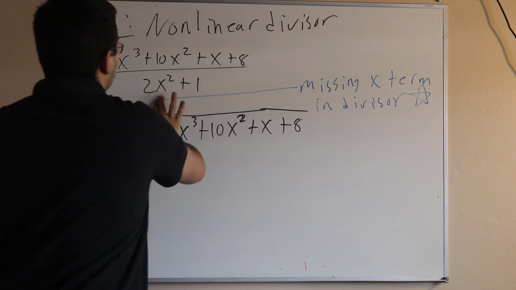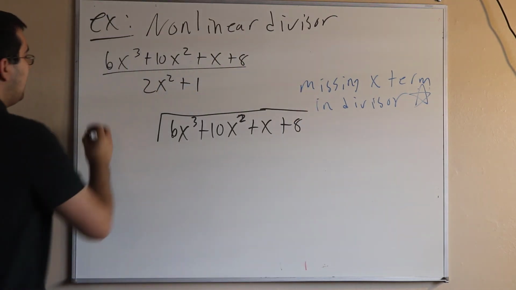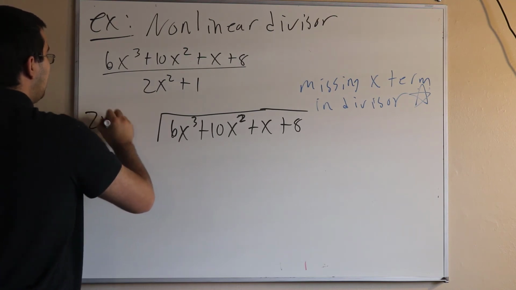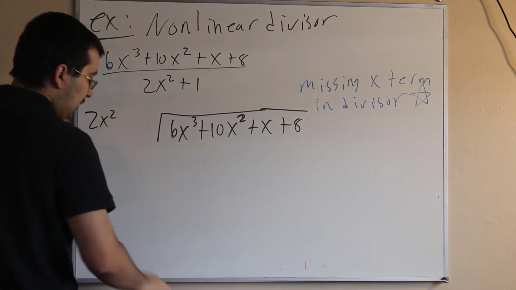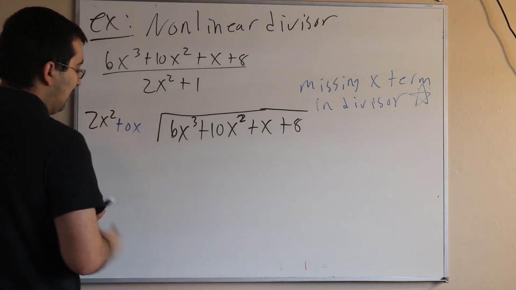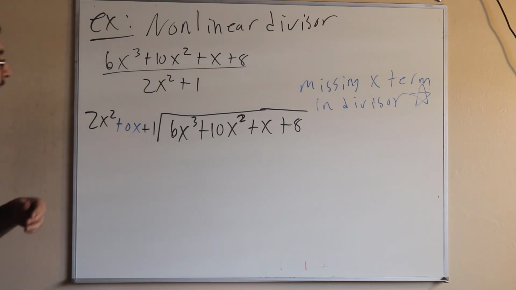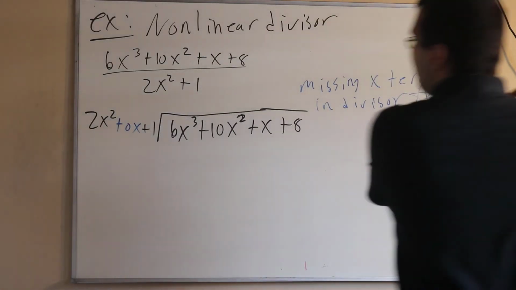By introducing that 0 term, we're then going to have 2x squared plus 0x and then plus 1. There it is. Alright, so now we can go ahead and just run through our division.